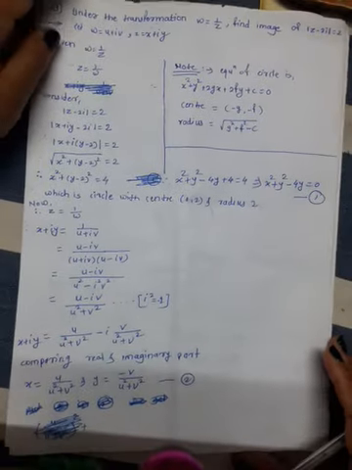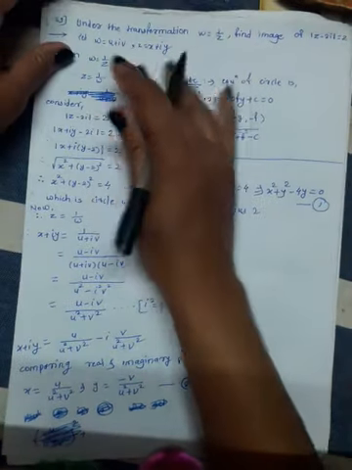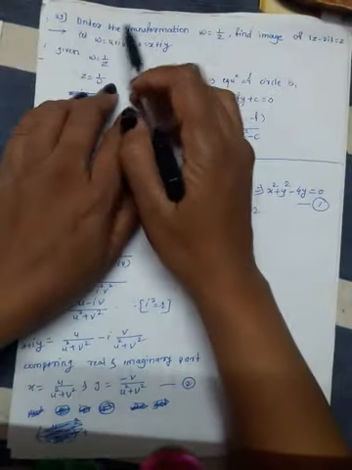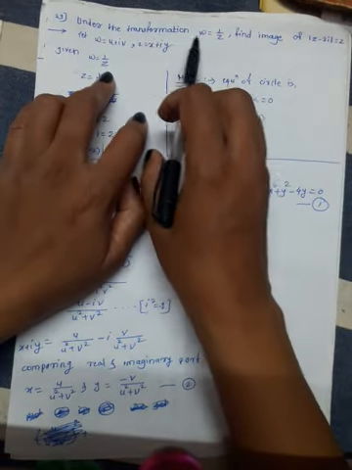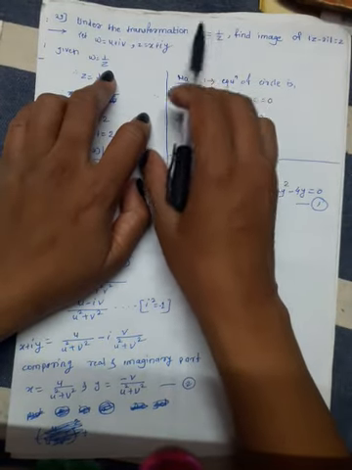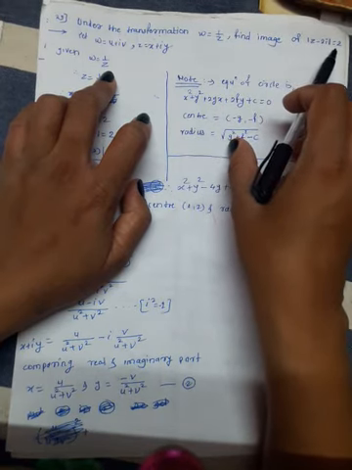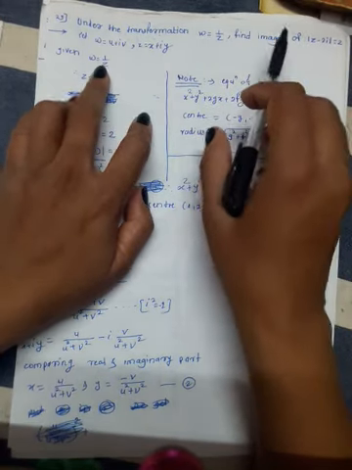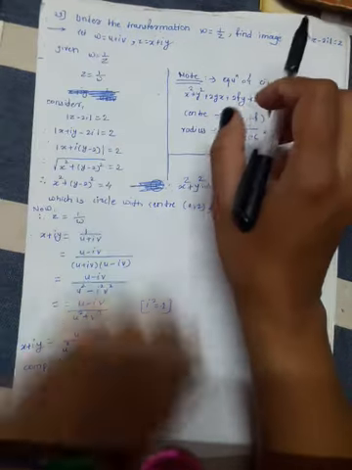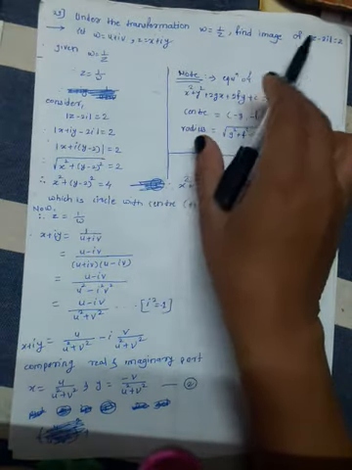Let us start next. These are very easy examples. Under the transformation w is equal to 1 upon z, find the image of |z minus 2i| is equal to 2. This is a circle. We have to find out the image of this. Okay, now start with this.